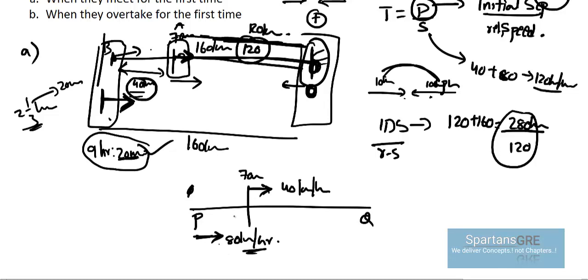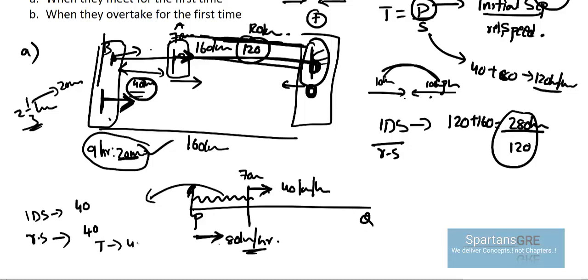Now to find that, what is the initial separation here? Initial separation is this distance. What is this distance? This one will be 40. So IDS is 40. What about relative speed? Since they are moving in the same direction, the relative speed will be minus. So my relative speed is 80 minus 40, which is 40. So your answer will be, time will be 40 by 40. It will be 1 hour. 1 hour from when? 1 hour from 7 a.m. Here also it is 7 a.m.